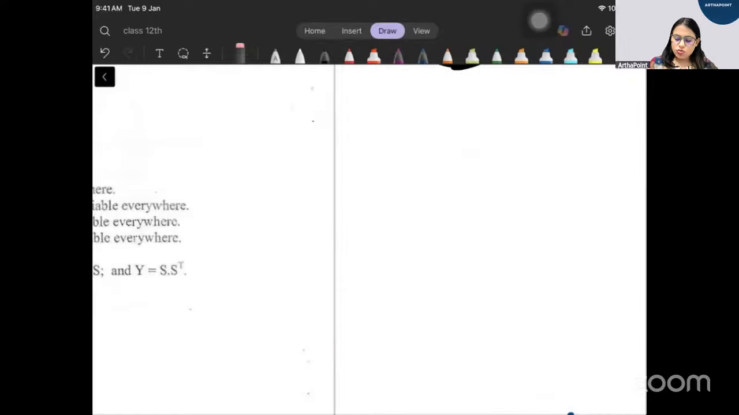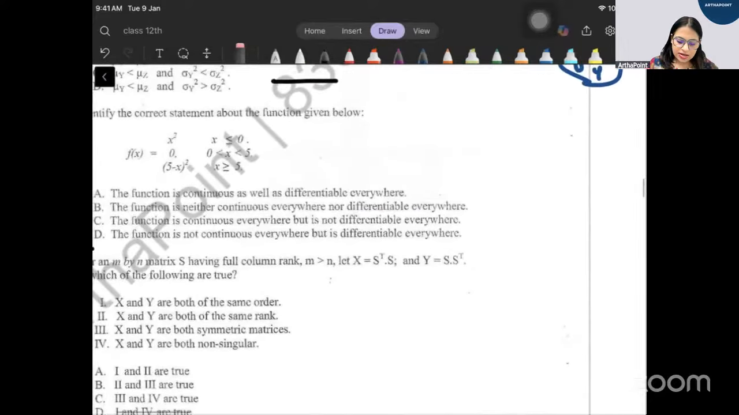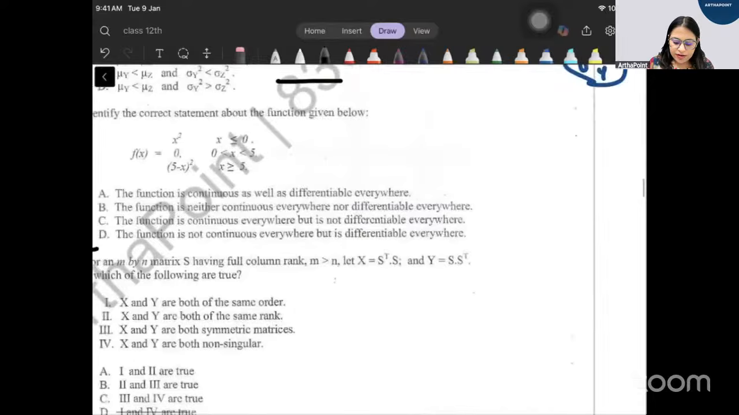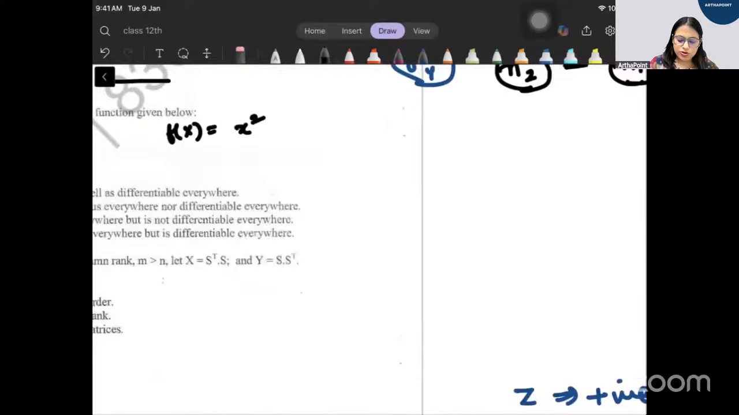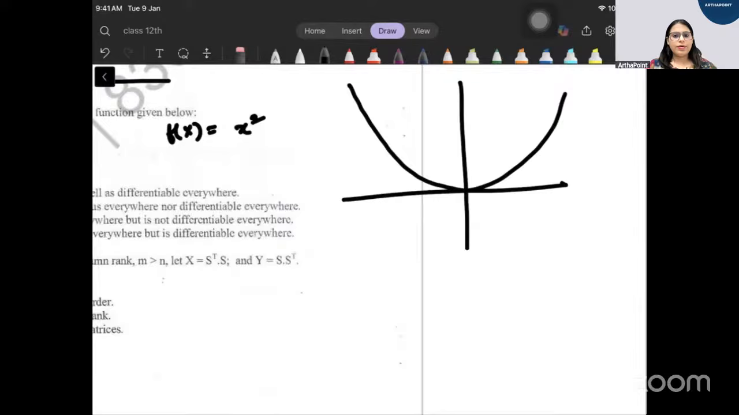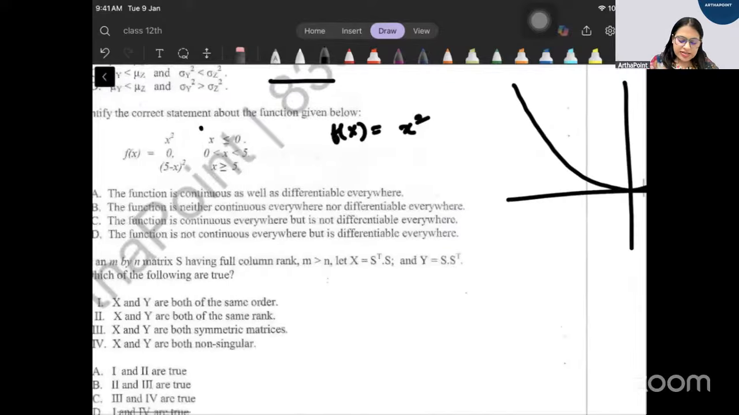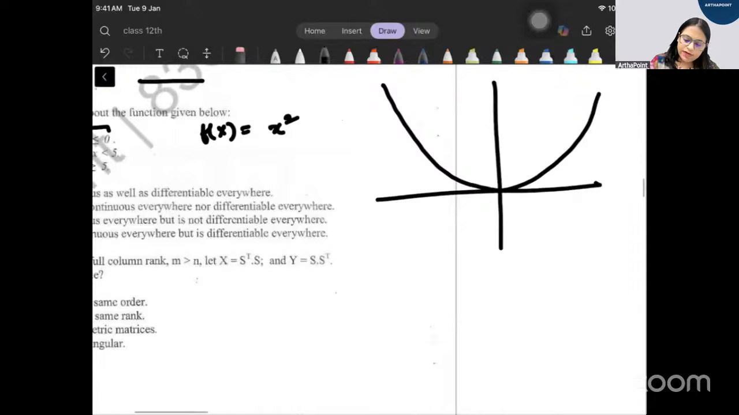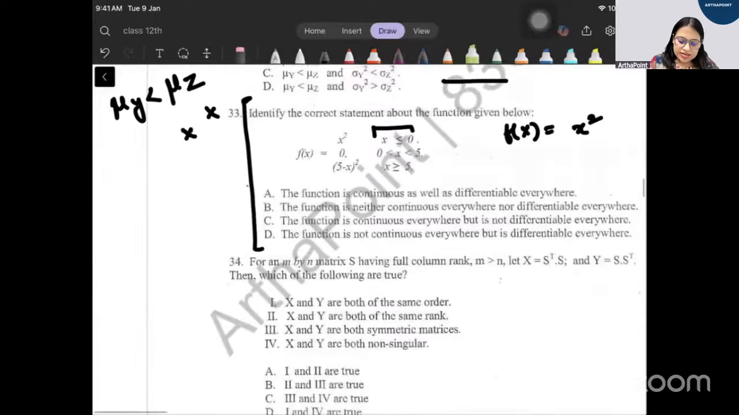So if you notice carefully here, we have f(x) equal to x square. Usually if I have to plot an x square function, then it looks like this, right? And this is only when x is less than equal to 0. That means this x square function holds here. And then it says that f(x) is equal to (5 minus x) square for x greater than equal to 5.